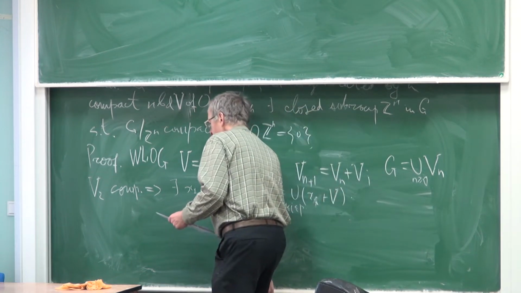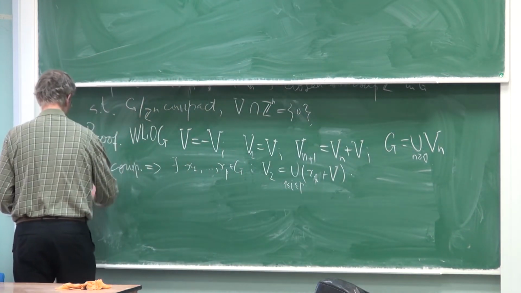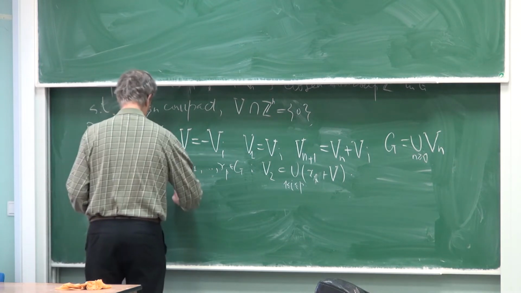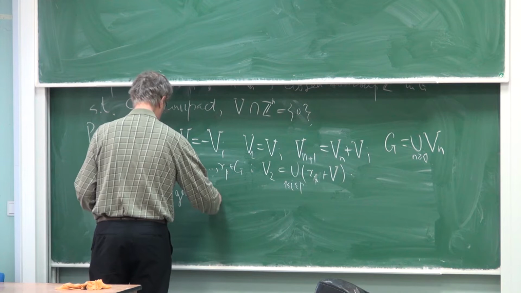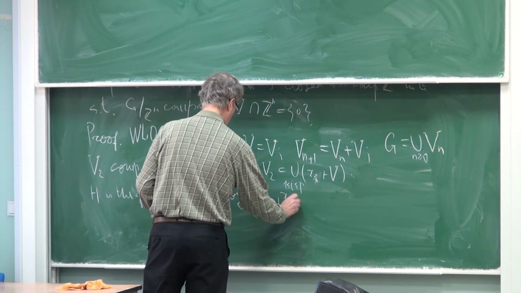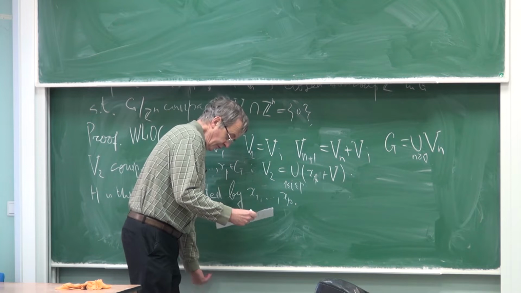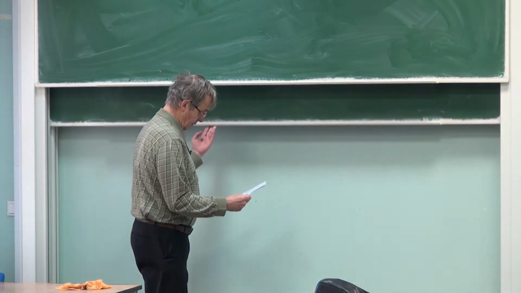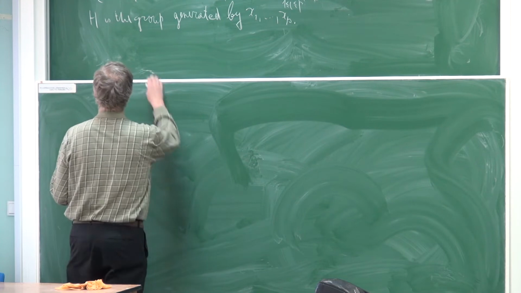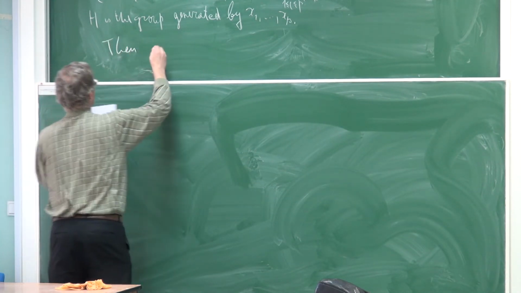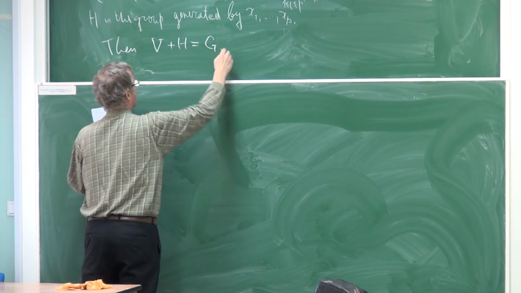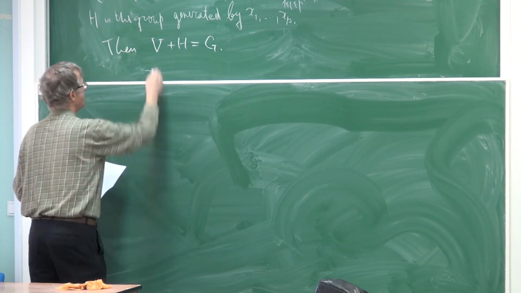Okay, and now consider the group H generated by this finite set. I claim that V plus H is equal to G. Why? Let's prove this.